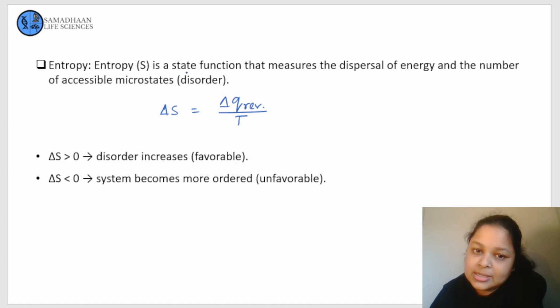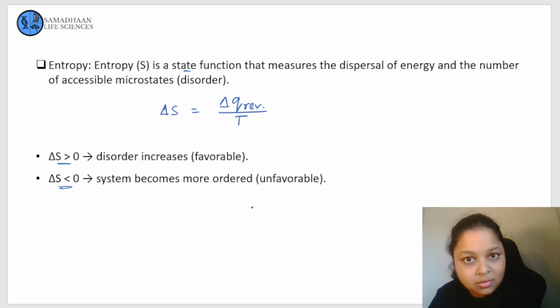This entropy is a state function, so it only depends on the initial and final state, not on the path the process has taken to reach the final state. Now, if in a process the disorderness is increasing, then the change in entropy is greater than 0 and the process is favorable. But if the disorderness is decreasing, that means the system is becoming more ordered, then the change in entropy is less than 0 and the process is unfavorable.